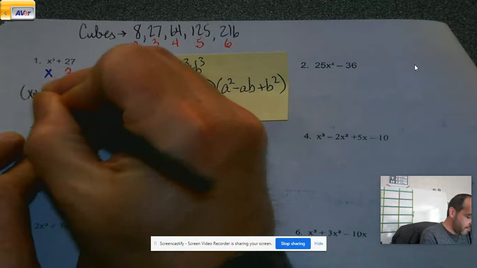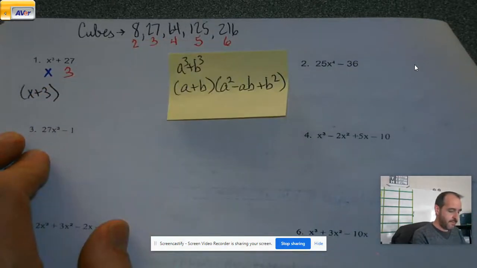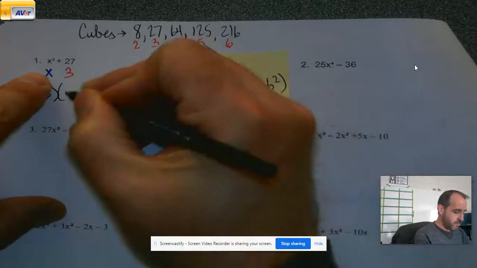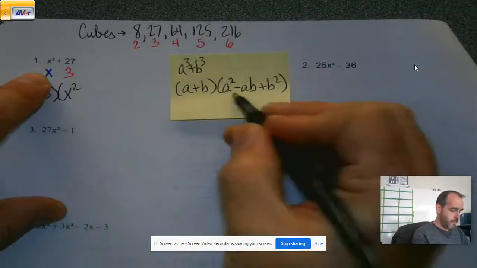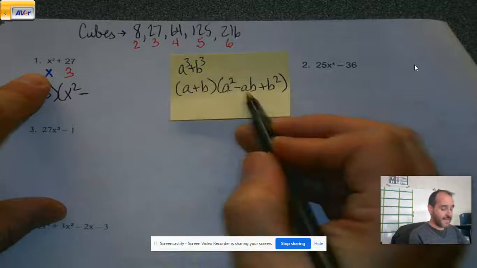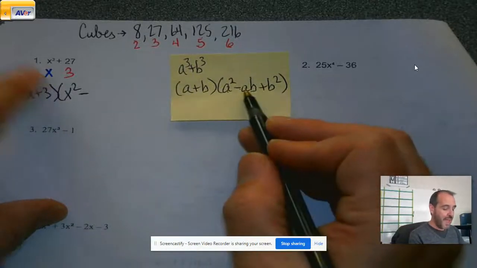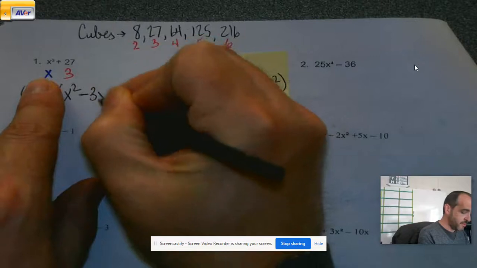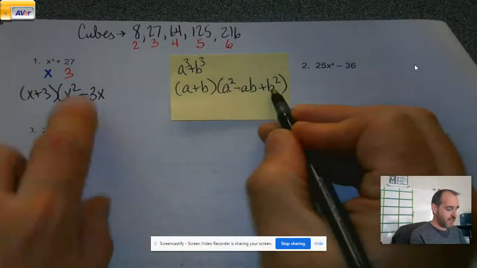So first plus second, okay. Then square my first term, minus, follow all the signs that they have here, that won't do you wrong. AB means multiply these together. 3 times x is 3x. And then plus my last term squared.